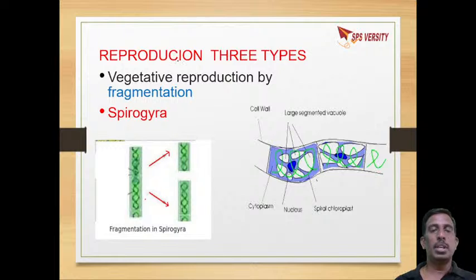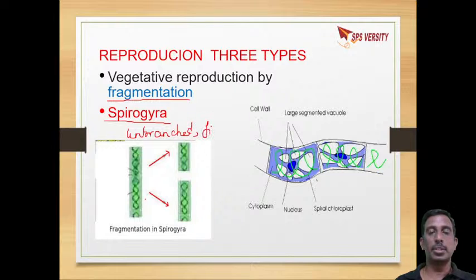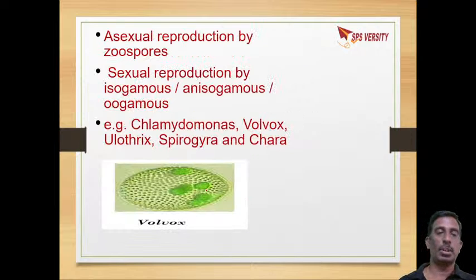In reproduction there are three types: vegetative, asexual and sexual. Vegetative reproduction is by fragmentation; the best example is Spirogyra, which shows an unbranched filamentous structure. The thallus is unbranched filamentous. By fragmentation, fragments are formed, and each will develop into an individual.